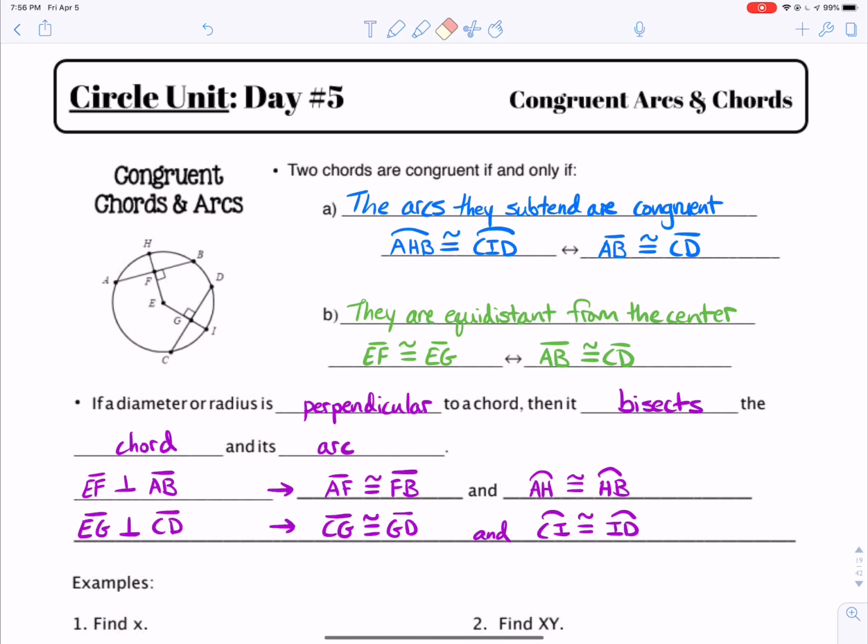Let's take a look at congruent arcs and chords. Two chords are congruent if and only if the arcs they subtend are congruent. Let's take a look at the picture and see what that means.